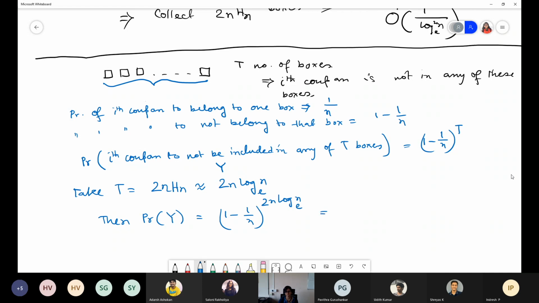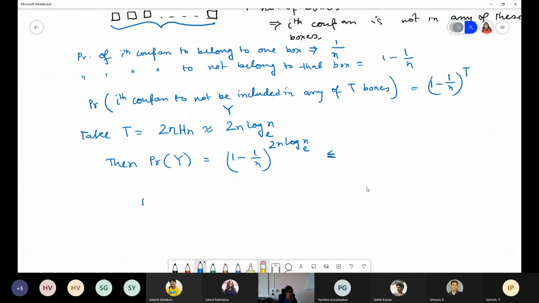Now you tell me what is this, or what it is less than or equal to. I give you a hint. You might have used this already. If you remember, 1 plus x is less than or equal to e to the power x. You use this and you tell me what you can get out of it. It'll be 1 by n square. It's like for randomized pin code, we did the same one. 1 by n square, yeah, exactly.